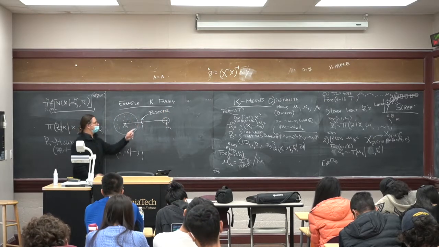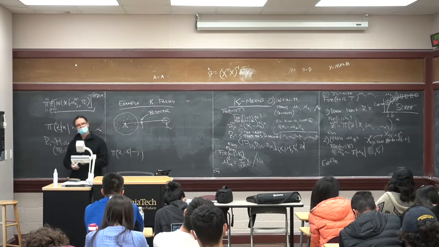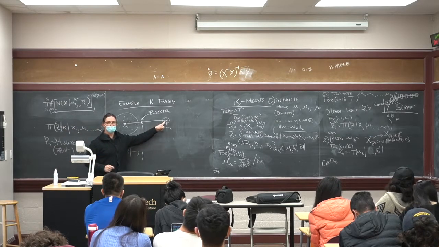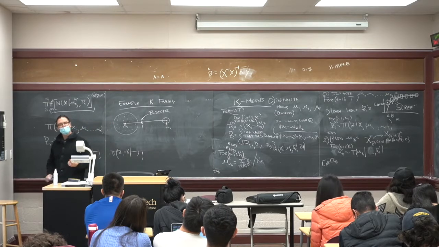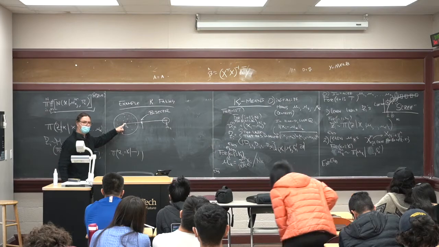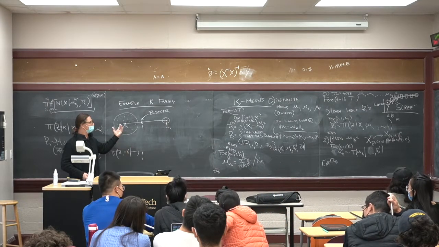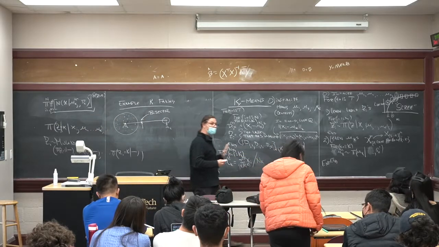k-means is going to assign this point right here to which one of these clusters? Which one? That one. Because it's closer. Which one would you assign it to? To this one. That's right. Why? Because the variance is bigger. It's a wider distribution. Now you can fix all that up.